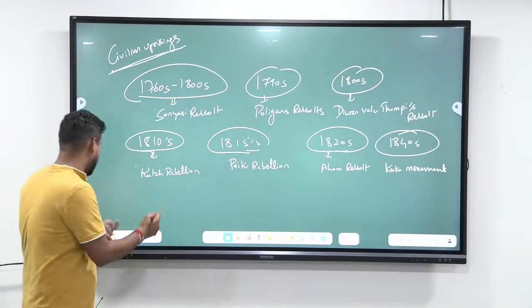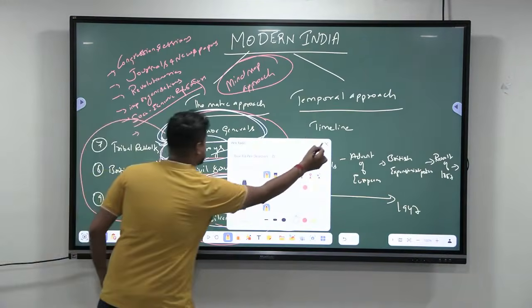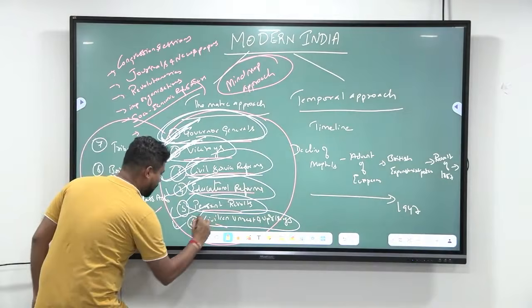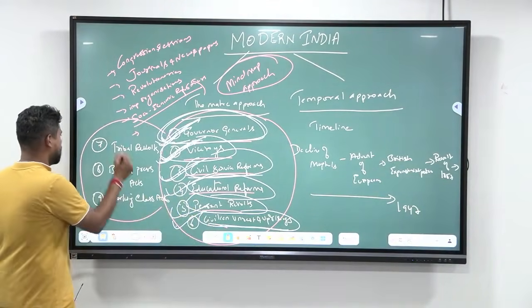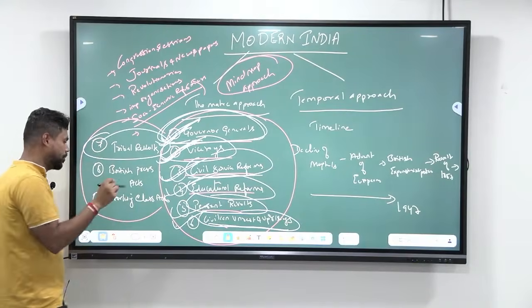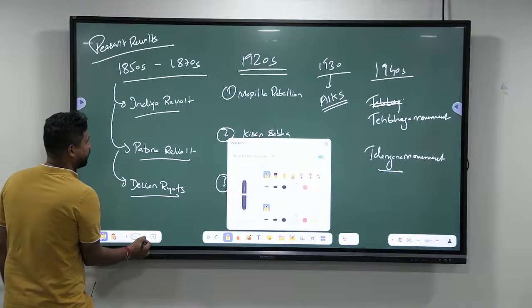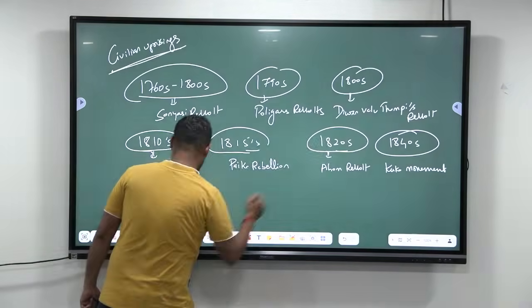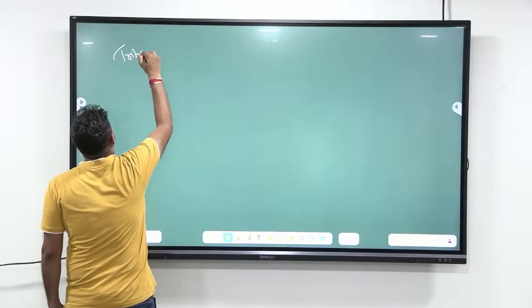Okay, so let us go back to the first page. Here, look at this. We have also completed the mind map of the civilian unrest and civilian uprisings. Let us go to tribal revolts. Now, write down on a separate page tribal revolts, and let us write down the mind map of tribal revolts.